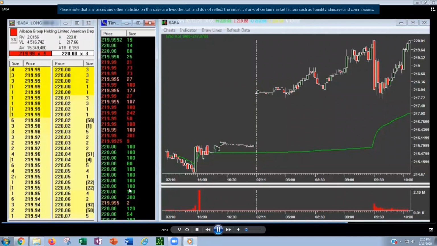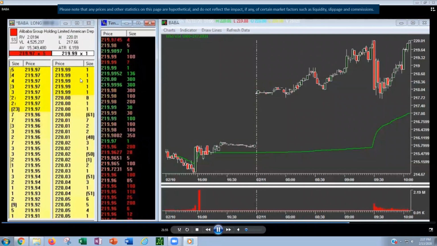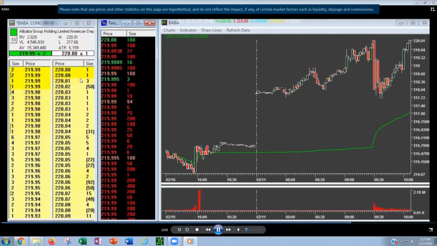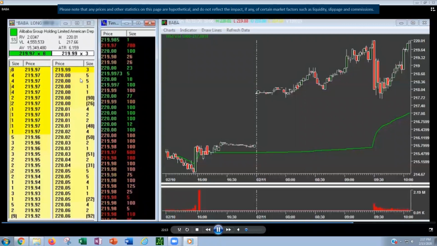Right at 220, see all these green prints coming in and they can't even get it to 220.01. So right away I'm thinking, okay, maybe there's legit sellers here. They actually might be able to hold this down. See still big green prints coming in. Can't get above, can't get above. Really holding it. This would have been a great round number scalp this time.